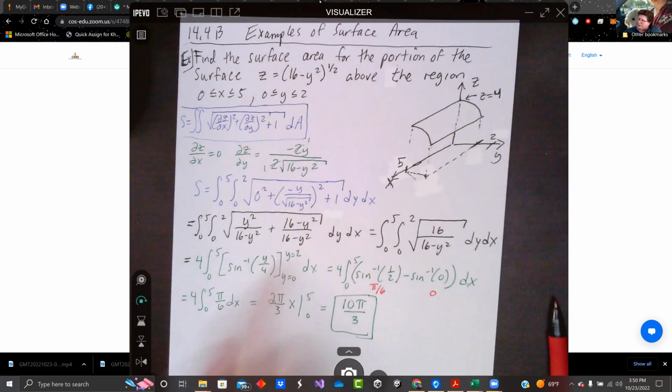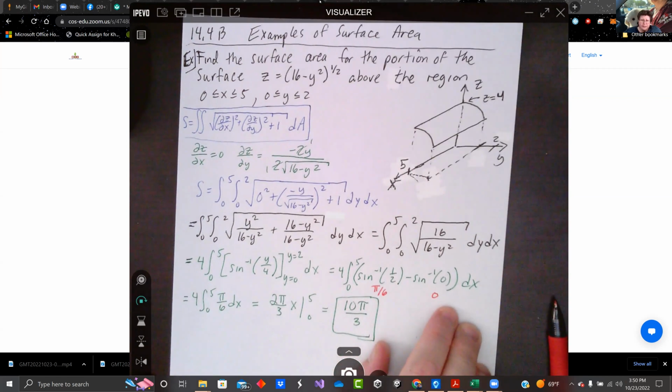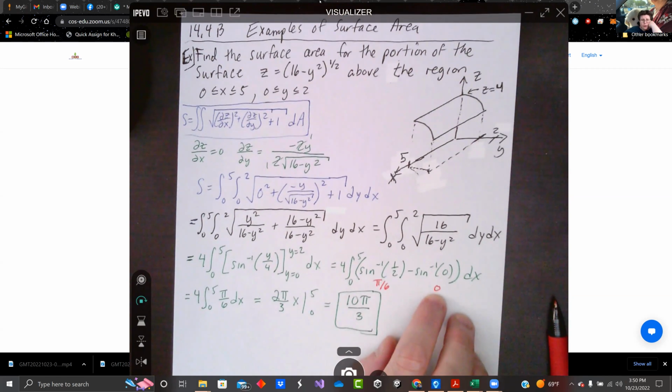We're evaluating that from 0 to 2. We see we get sine inverse of 1/2 minus sine inverse of 0. Sine inverse of 1/2, where does that happen? Pi over 6. Sine of 0 happens at theta equals 0. So we're going to go from pi over 6 minus 0, just pi over 6.